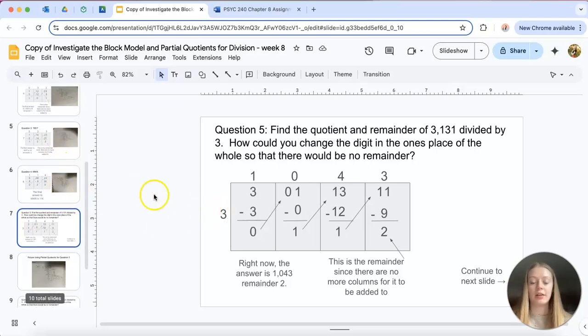So then for question 5, I kind of split this into 2 different parts. So for the first part, find the quotient and remainder of 3,131 divided by 3. So that's what I took.